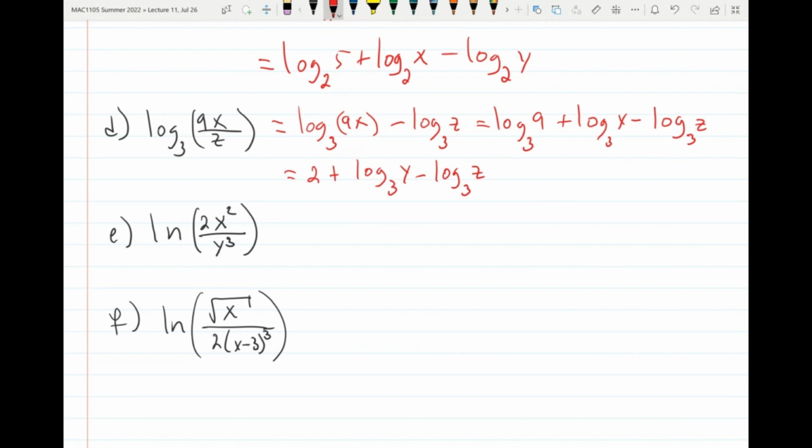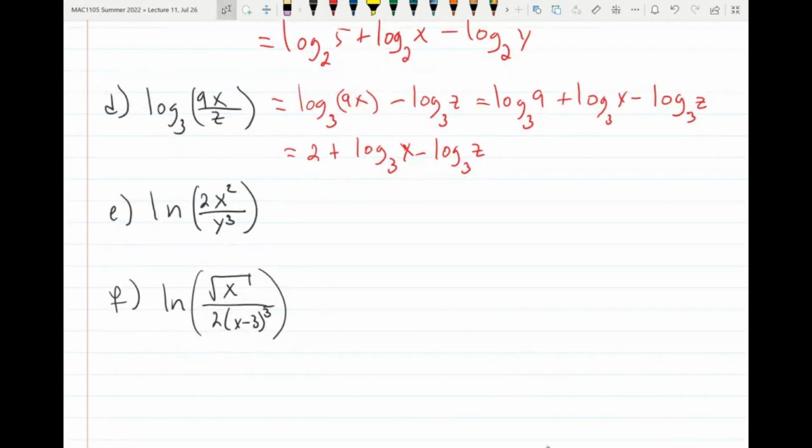Questions? Yes? I thought that was an X. Say that again? I thought that was an X. It's not y, it's log x. Oh, x. All right. Questions? Okay. How about the next one? What can we do?